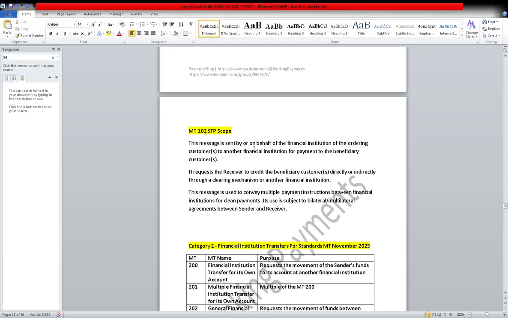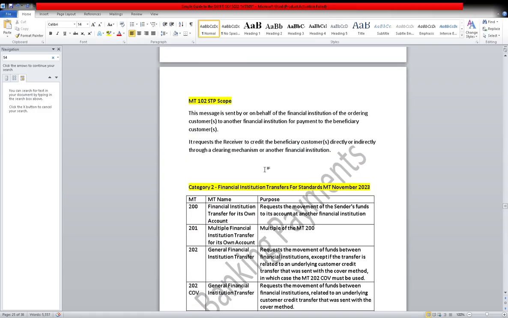This message is sent by or on behalf of a financial institution or the ordering customer to another financial institution for the payment to the beneficiary customer. Same meaning, only said in a roundabout way: from one person to another person through their banks. It requests the receiver to credit the beneficiary customer directly or indirectly through a clearing mechanism of the financial institution. The message is used to convey multiple payment instructions between financial institutions for clean payments. It is subject to bilateral or multilateral agreement between sender and receiver. No meaning in this; you only have to consider what is in the scope.